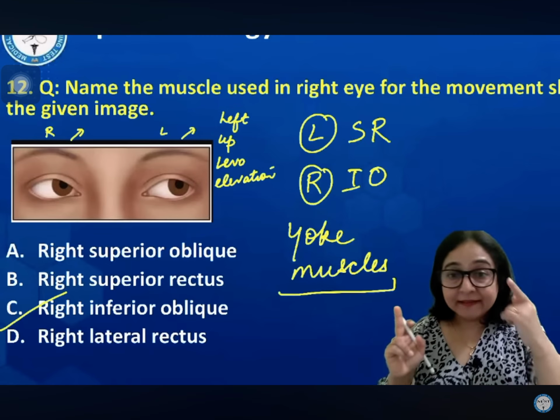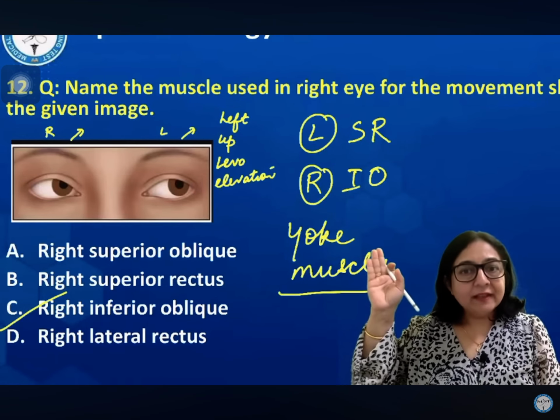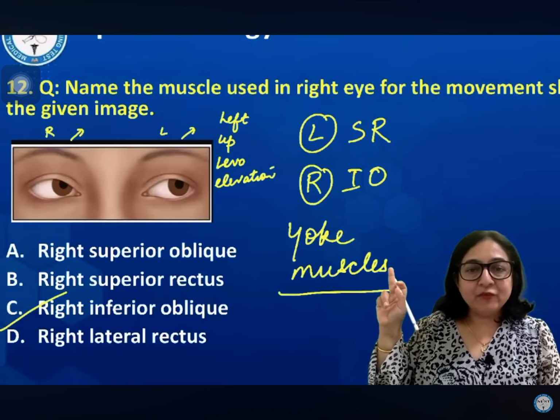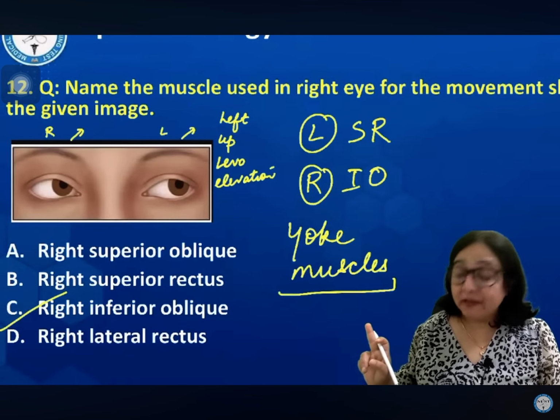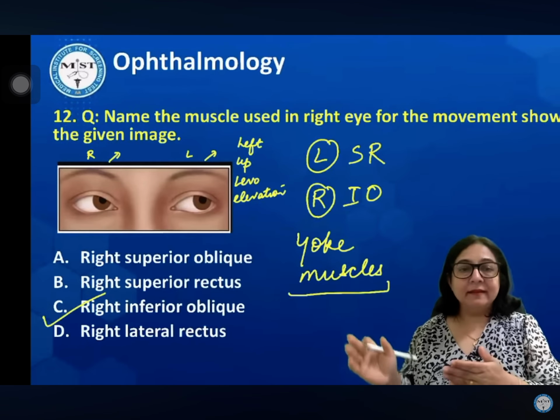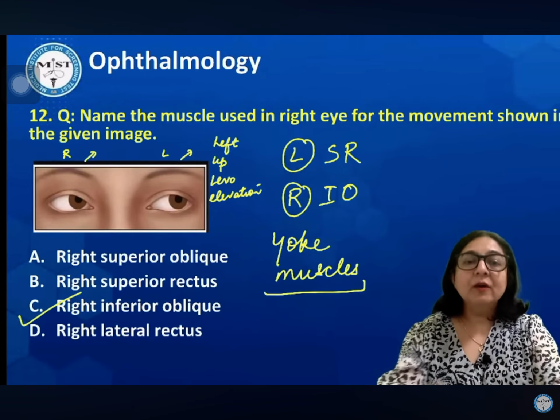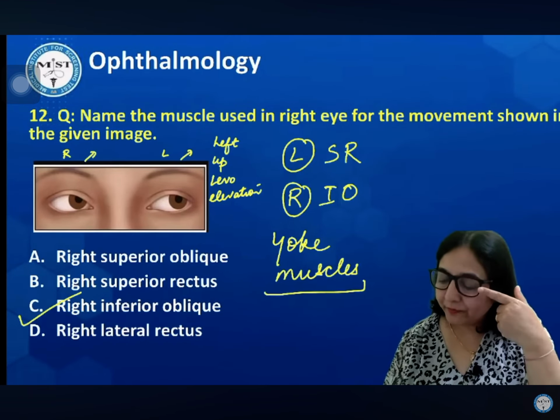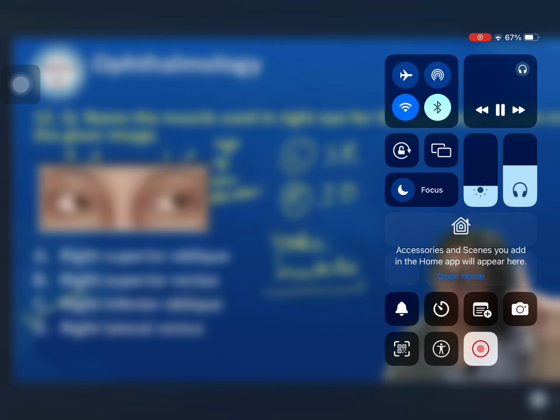Very nice. So on the same side of the gaze, that is on the left side, the rectus will be used, so left superior rectus, and on the right side, inferior oblique will be used. So they can ask the question in both ways. They can ask you to name the yoke muscles, or they can ask to name just the muscle in one eye, as I have told you. Yeah, both have elevation. No, not right superior rectus.